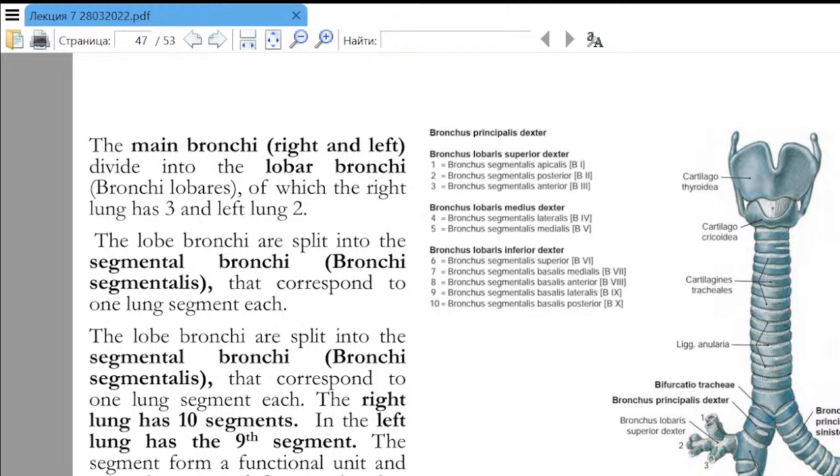What you see: bronchus segmentalis superior, bronchus segmentalis basalis medialis, bronchus segmentalis basalis anterior, bronchus segmentalis basalis lateralis, and bronchus segmentalis basalis posterior.